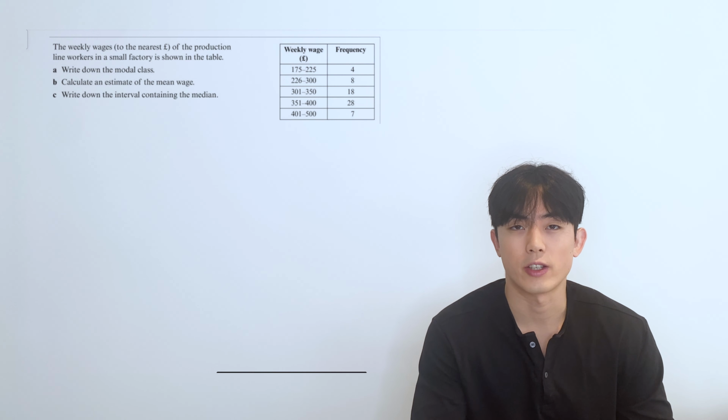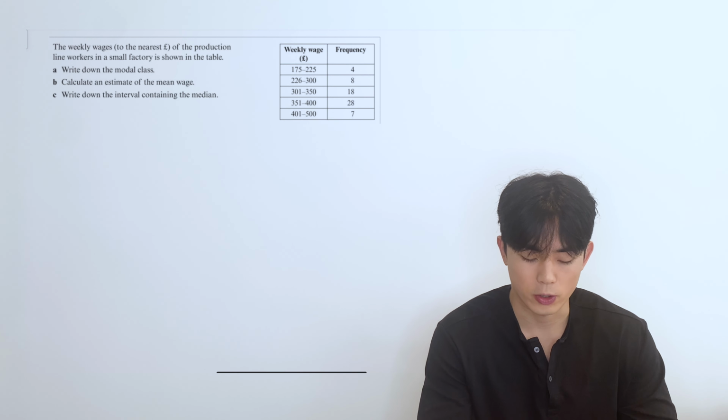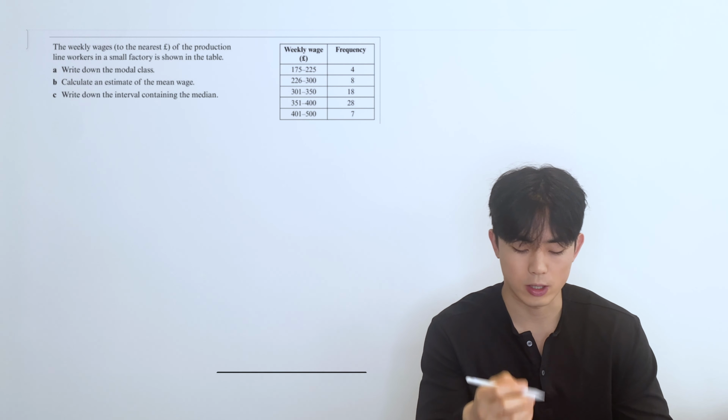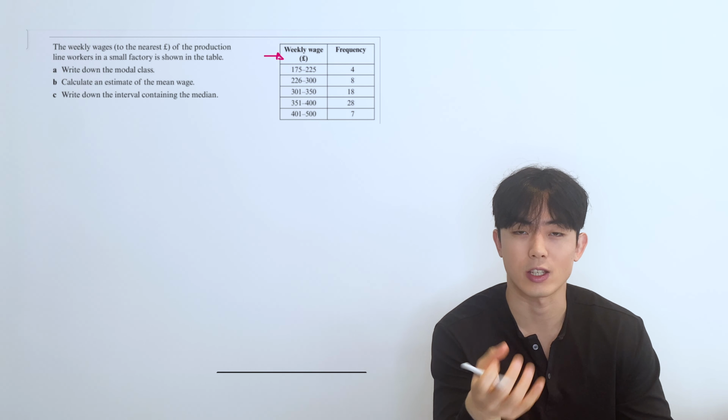Right, let's look at another example where we have some frequencies now. So we have the weekly wages of the production line workers in a small factory as shown in the table. Right, the modal class, okay? So now it's a modal class, but as you can see for the weekly wages, it's not single values, there's a limit, there's a range of which the x values can be.